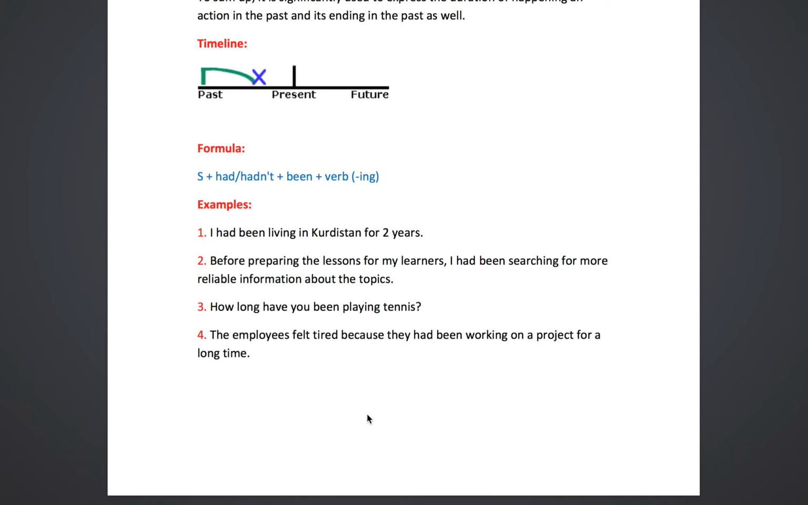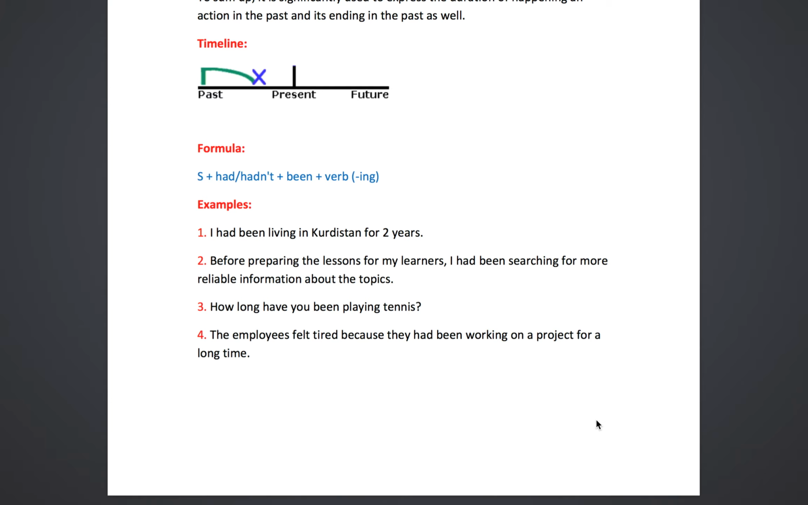Well, and the third one, you can put it in a question form here. How long had you been playing tennis? So here's the question form, you can answer it and that will show the duration of time. You can say I had been playing tennis for 2 hours or for the whole day.